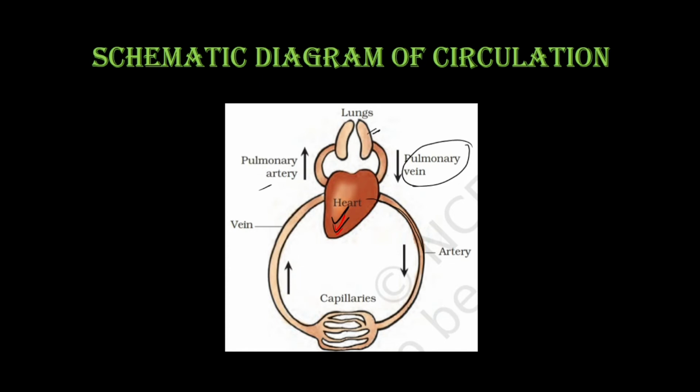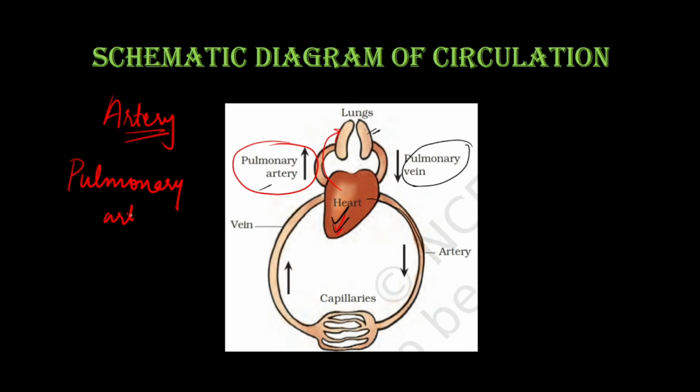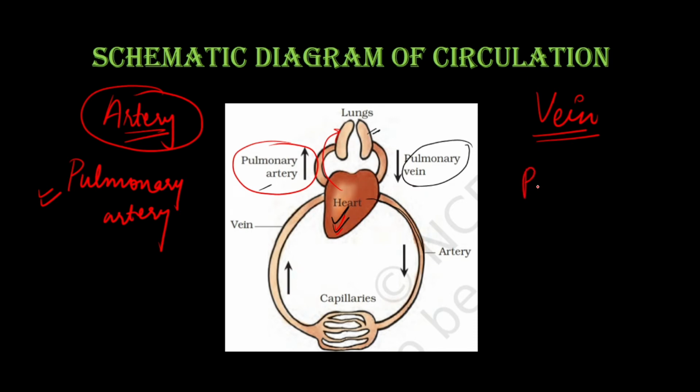Now some points should be noted here. Artery carries oxygenated blood. Here I have written that pulmonary artery is carrying deoxygenated blood or impure blood from heart to lungs. How is it so? Because there is one artery that is known as pulmonary artery, which is an exceptional artery, and it always carries deoxygenated blood, and normally arteries carry oxygenated blood. In the same way, veins carry deoxygenated blood, but pulmonary vein carries oxygenated blood, right?